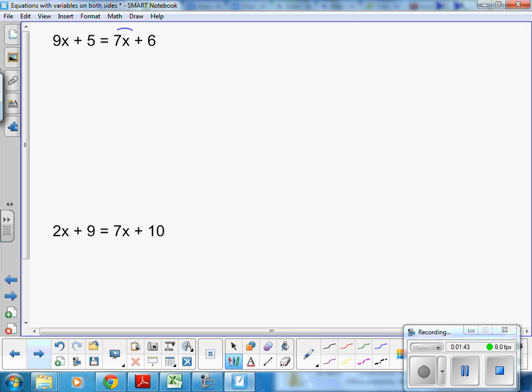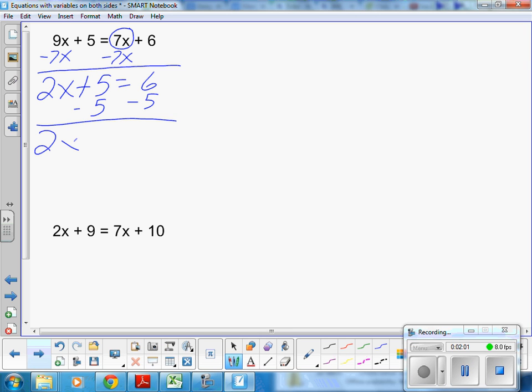Again, I'm going to subtract 7x to get rid of that variable. I only want to have one variable. So that's 2x plus 5 equals 6. After I subtract the 7x from both sides, now I subtract 5 from both sides. 2x equals 1. Now I divide both sides by 2. It cancels. X equals 1/2.